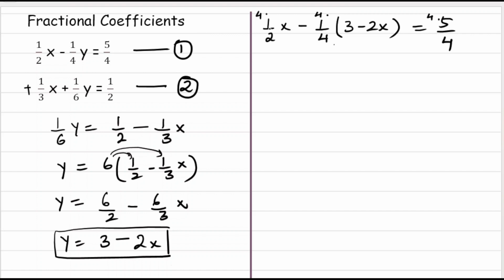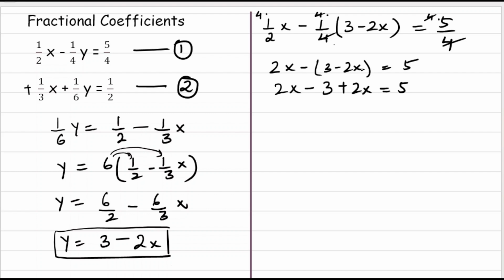When you multiply this, it becomes 4 over 2, and 4 over 2 is 2. So it becomes 2x minus, 4 over 4 gone, so you are left with just this bracket, and on the right 4 over 4 gone and you are left with 5. So basically we are taking the LCM. Now just solve this equation. 2x minus 3 plus 2x equals 5. When there is a minus outside, all the inside terms get their signs changed. 2x plus 2x is 4x equals 5 plus 3. 4x equals 8. Divide by 4 and x would come out to be 2.